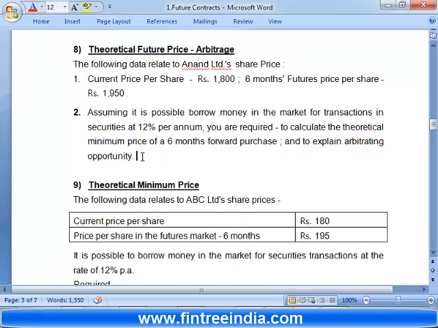Done. How much is your arbitrage profit? 45.06. 42. Yes. So here the conclusion would be sell future, buy spot. Whatever is overvalued, sell that. And the other thing you have to buy.